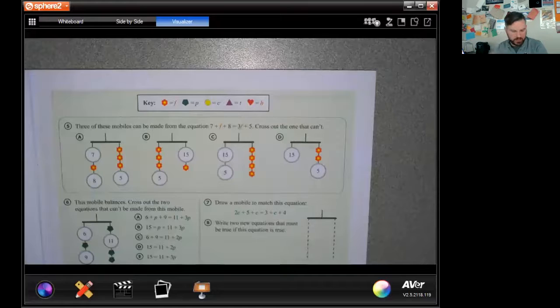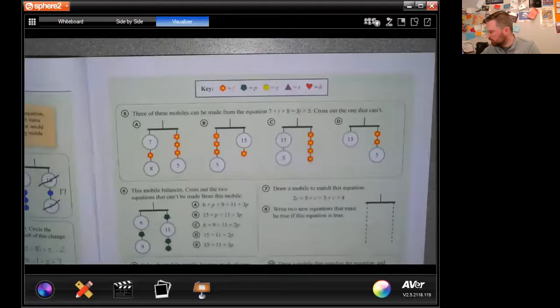All right, welcome back. Today we're going to be starting lesson 2 in our unit 5 workbook, and this starts on page 8. We're going to be extending some of our discussion into the mobiles and the equations tied to the mobiles. So again, we are on page 8 here.